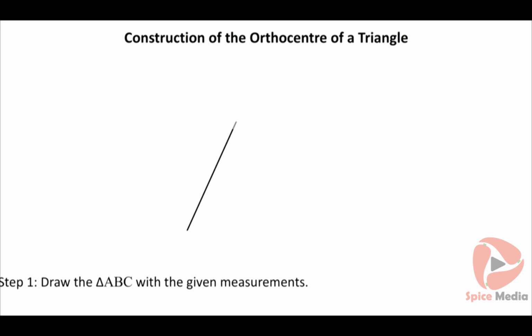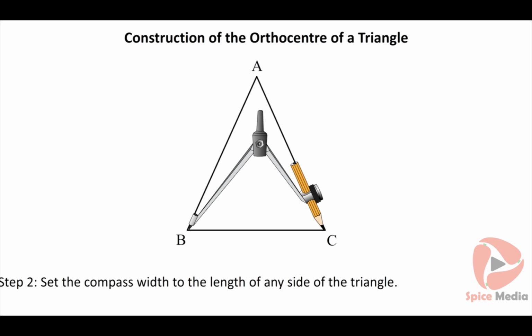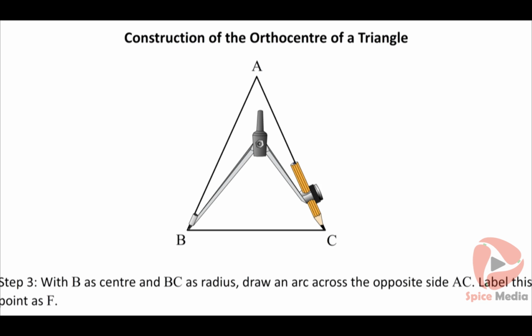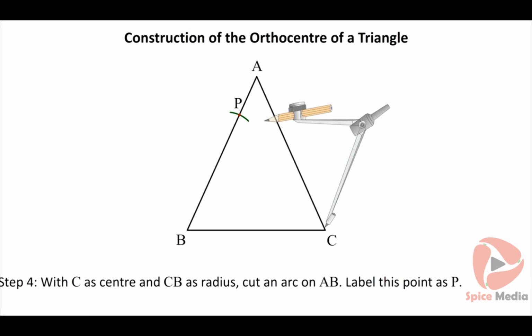Step 1. Draw the triangle ABC with the given measurements. Step 2. Set the compass width to the length of any side of the triangle. Step 3. With the compass on B, one end of that line, draw an arc across the opposite side. Label this point P. Step 4. Repeat for the other end of the line C. Label this point F.